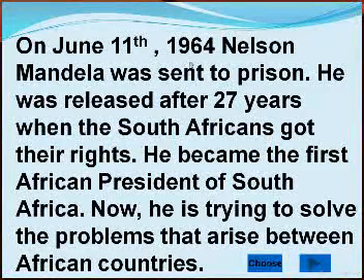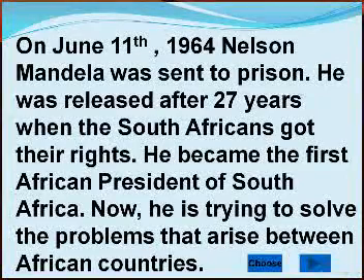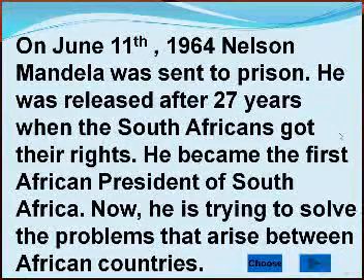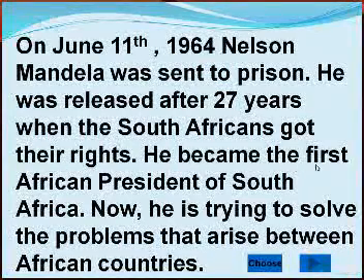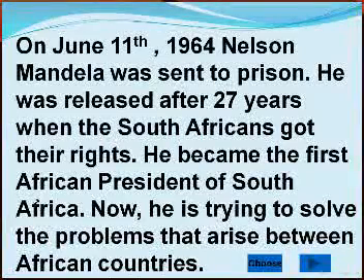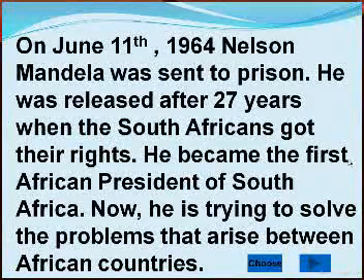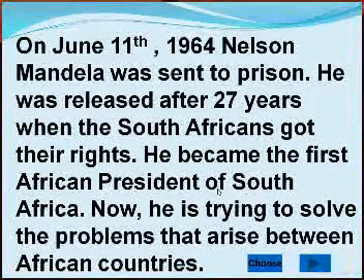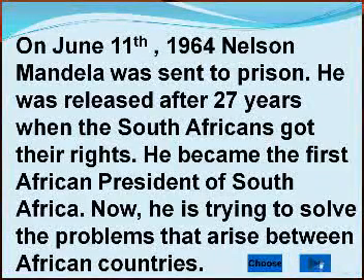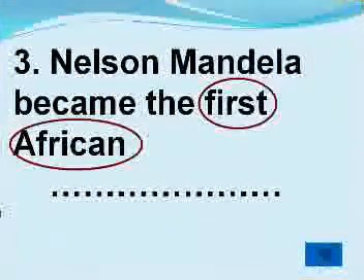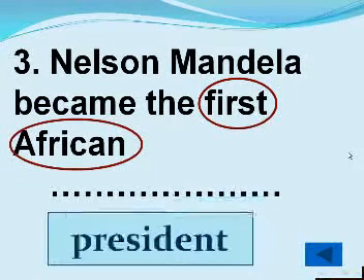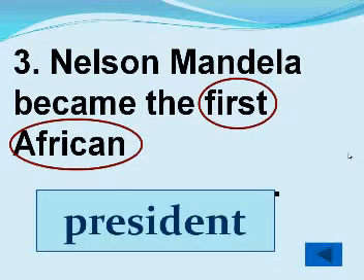On June 11th, 1964, Nelson Mandela was sent to prison. He was released after 27 years when the South Africans got their rights. He became the first African. You see, he became the first African what? President. African president. Okay? So let's go back to our question. So Nelson Mandela became the first African, very good, president. The first African president.